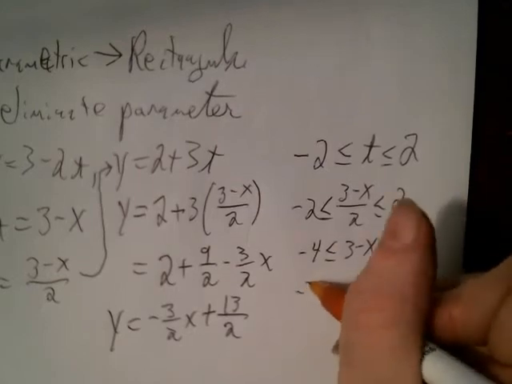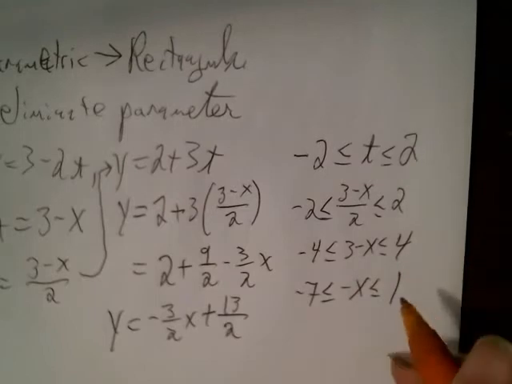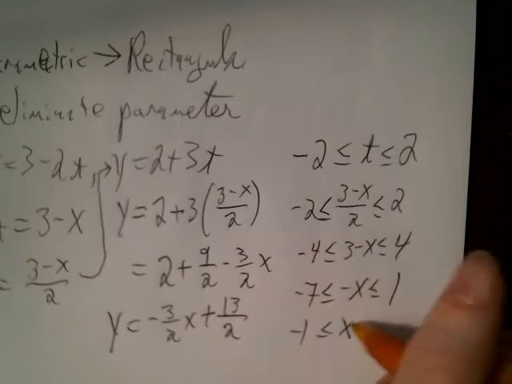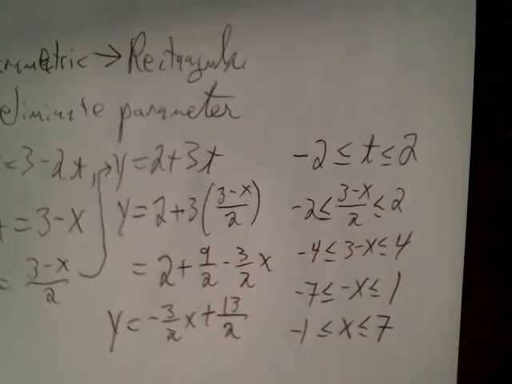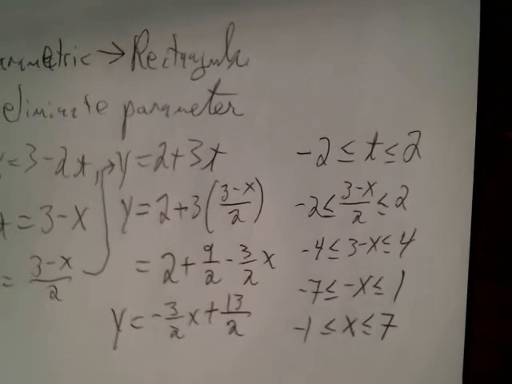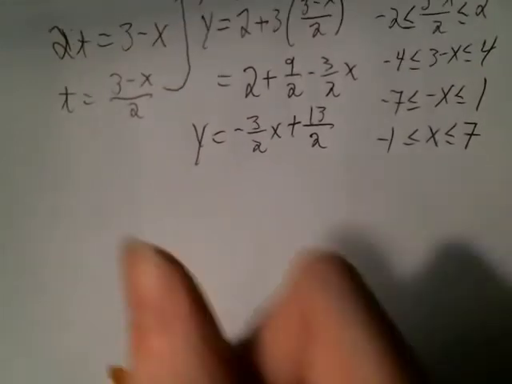Subtract 3 from all 3 sides. And then multiply by x, -1. And you have your new restrictions. Okay, so eliminating the parameter, let's look at another one, number 10.